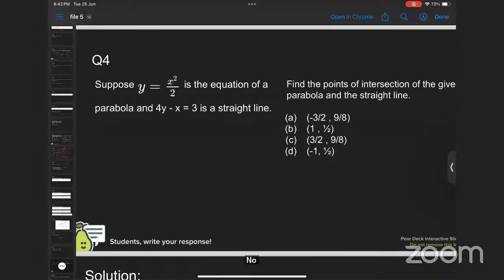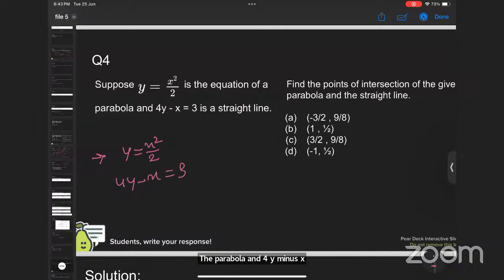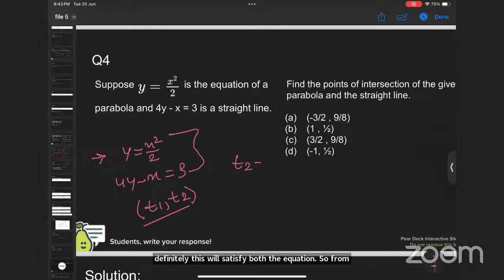I think we can start the solution. We have two equations: y equals x squared by 2, the parabola, and 4y minus x equals 3. So we have to find the point of intersection of the given parabola and the straight line. So we can take the point T1, T2 as the point of intersection. So we need to find the value of this point. If it is the point of intersection, then definitely it will satisfy both equations. So from here, we can say that T2 equals T1 square by 2 and 4T2 minus T1 equals 3.